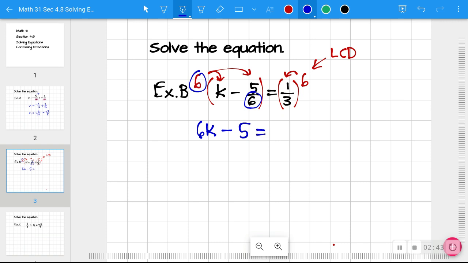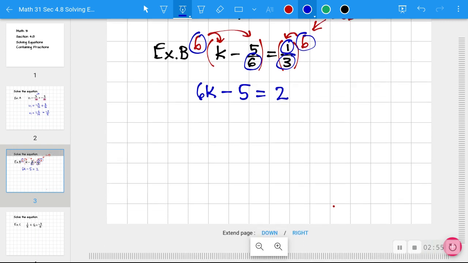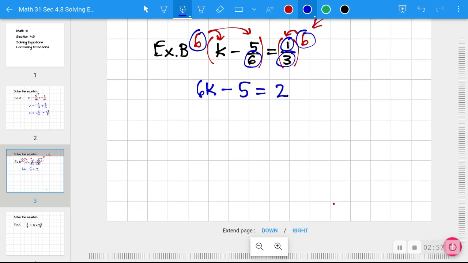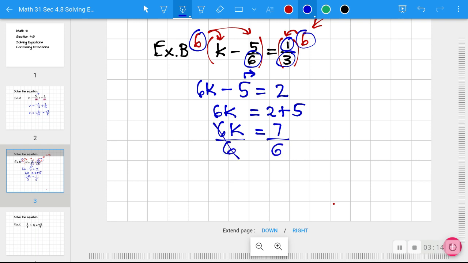Now on the other side, we want to do the dividing first. 6 divided by 3 is 2, and then 2 times the remaining number up there would be still 2. And you can see that we've cleared the fractions out of the problem. So now we simply add 5 to both sides. Simplify. And divide in order to get the k by itself. So our answer is 7 over 6.